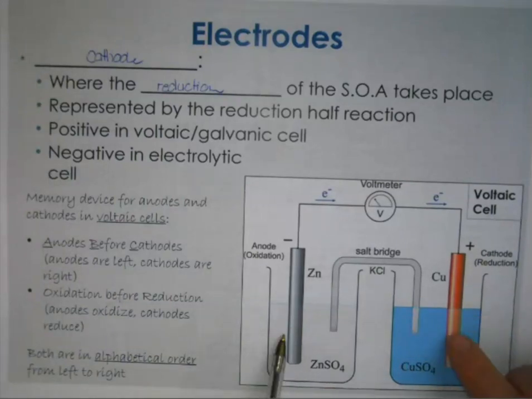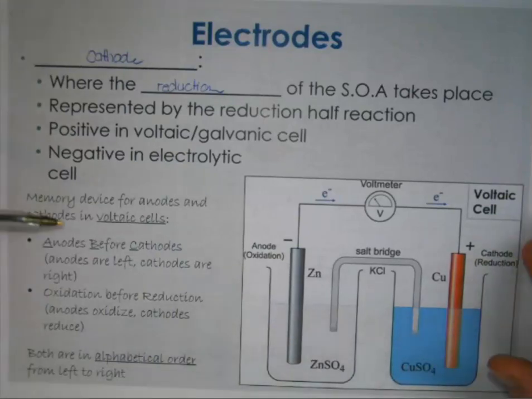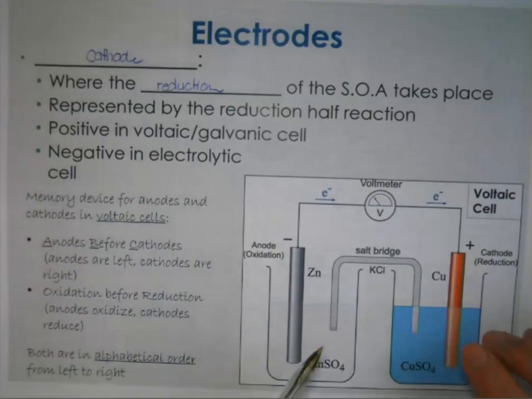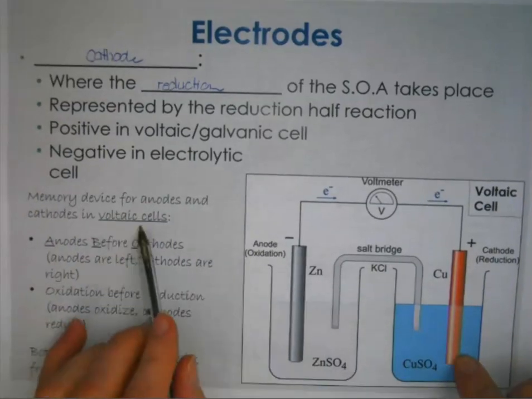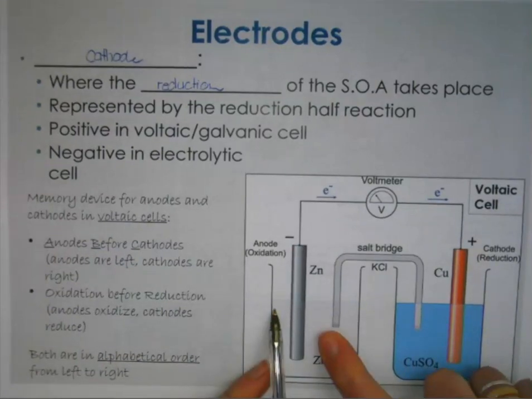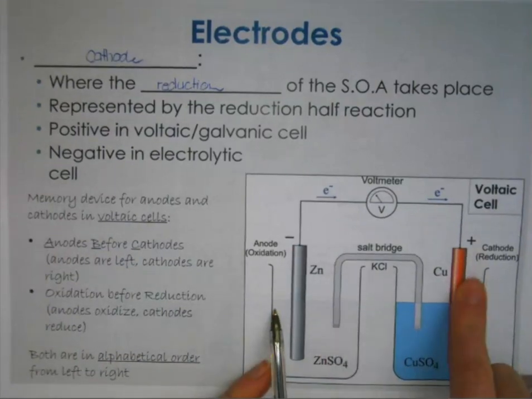You shouldn't be asked any questions on why that would be, but you definitely do need to know that one is negative and one is positive, and which one is for each one of these types of cells. Okay, so again, we have a memory device, usually with a voltaic cell. When we have it set up in a diagram, the anode will always be on the left and the cathode will always be on the right.